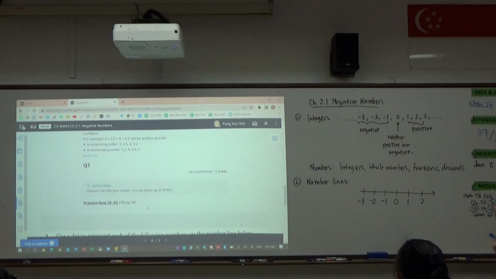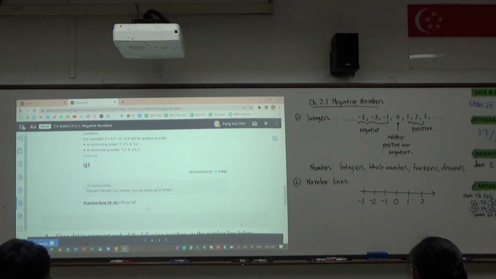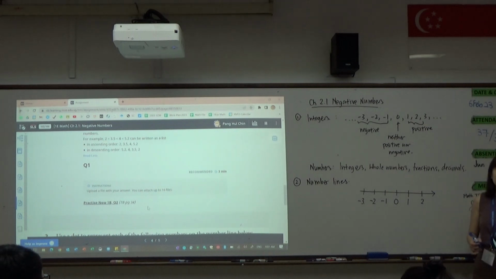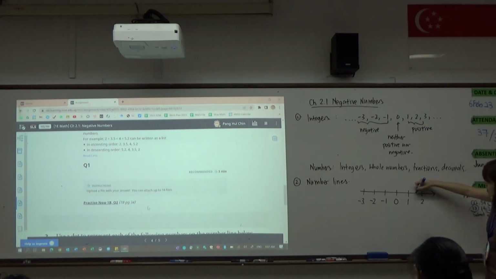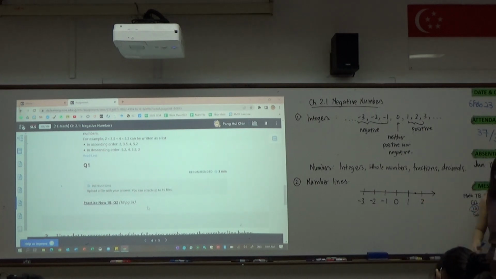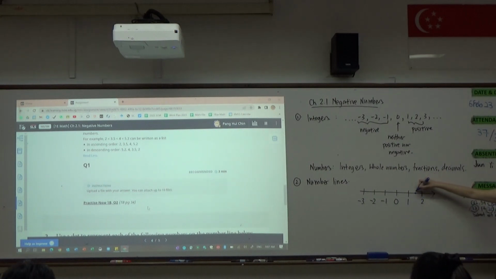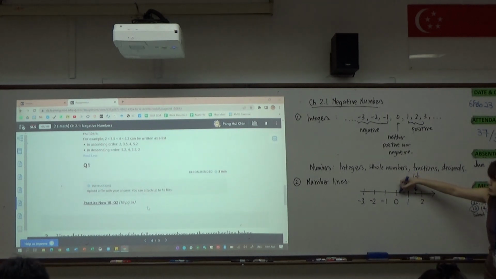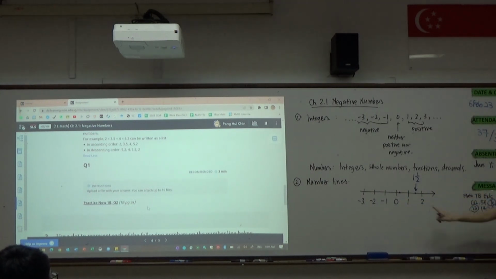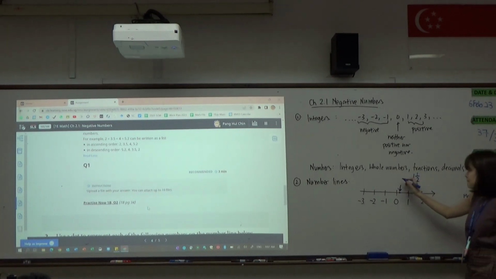Another important thing about number lines is when you want to dot something and label it. Let's say I want to label where 1.5 is. 1.5 will have to be here. You need to make sure that it is proportional. Between 1 and 2, halfway in the middle, that is where 1.5 will have to be. Now let's say I want to put 1/3. 1/3 should be closer to 0 than to 1. You need to be able to show me where it is relatively.